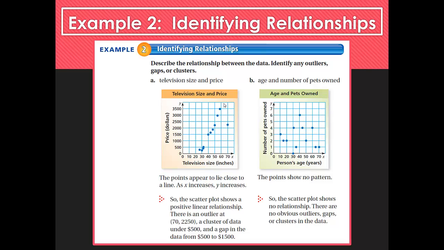It wouldn't hit every point, but it would be a representation of the data. As x increases, y increases. So as our numbers for x are getting larger, our numbers for y are also getting larger. So the scatter plot shows a positive linear relationship. There is an outlier at 70, 2,250. So that would be here at 70 and then 2,250. This right here would be our outlier. If we drew a line, that one would not remain close to that line. All the rest of them are pretty close to the line, and this one stands out.